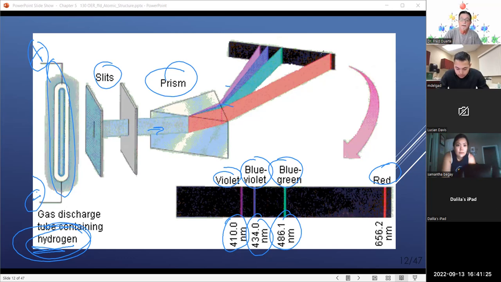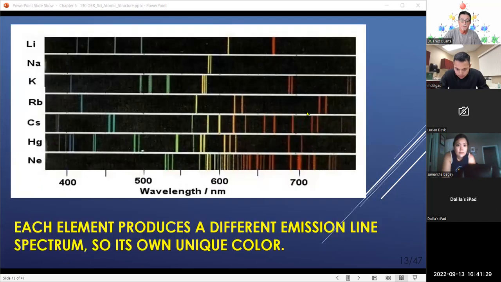Okay, so then, not only hydrogen, but you can do this to multiple different elements. And here you can see in the far left, you got lithium, sodium, potassium, rubidium, cesium, so on. Metals like mercury and neon. And each one has a specific emission line spectrum. It is unique to that particular element. Okay, or compounds also have their own spectrum.